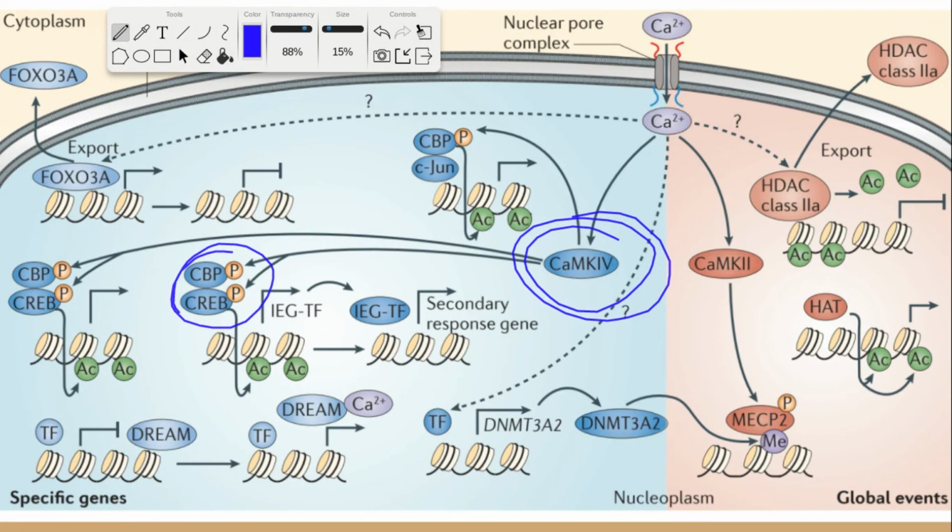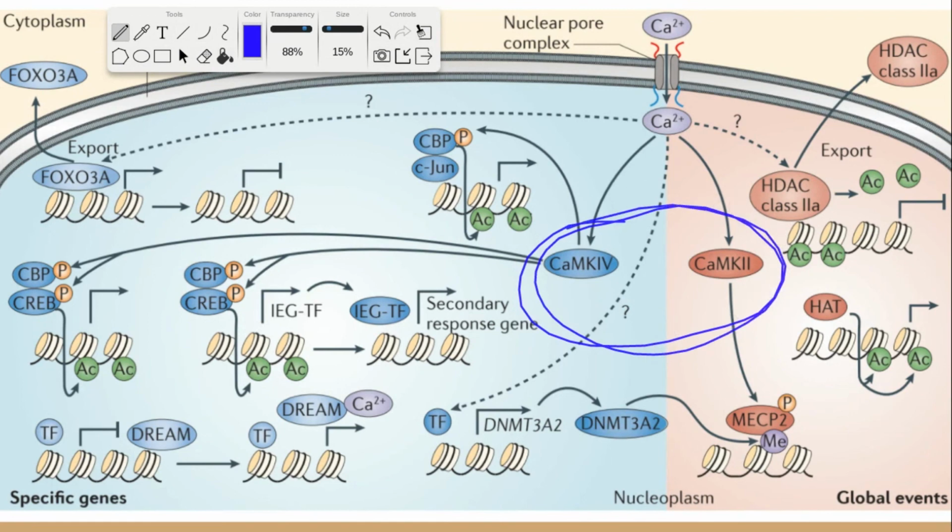Another calmodulin-dependent kinase is CAMK2. CAMK2 is also activated, and it's known to modulate histone or chromatin structure by phosphorylating MECP2. MECP2 is a DNA methylation binding protein that functions to remodel chromatin. So two of the really important calcium-sensitive kinases are CAMK4 and CAMK2, both activated by calcium flux.